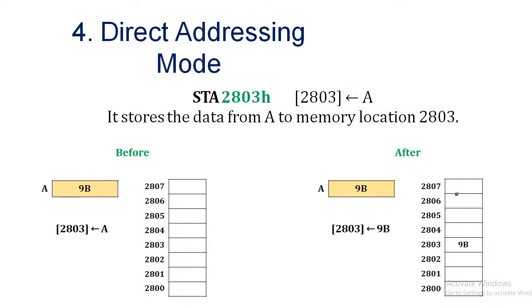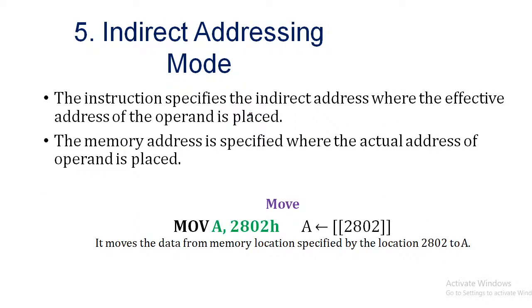Now the STA 2803, what will happen? Previously the accumulator was containing 9B. Now you are storing the value to the location 2803. Previously 2803 was blank. Now you are storing the content of the accumulator to the location 2803. This is the STA 2803 hex. So this is all about the direct addressing, LDA and STA.